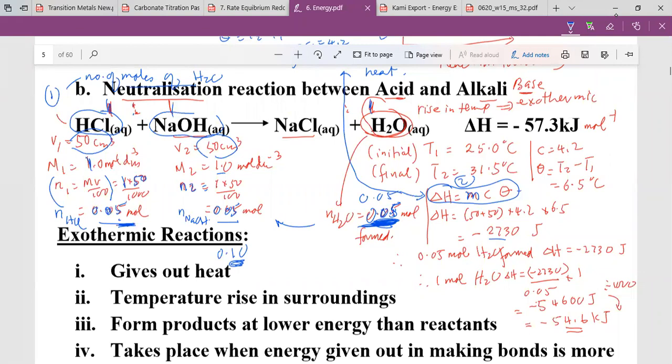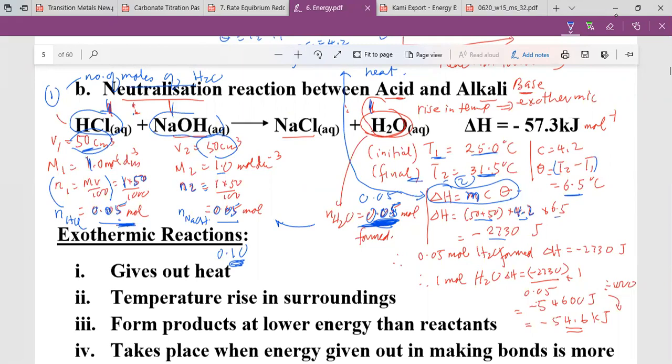Now, just remember the volume is 50 and 50, which means 100. That means you put 100 here. This is the mass of the whole solution. C, of course, is 4.2, the specific heat capacity, and theta is the temperature change. The initial temperature is 25 and the final is 31.5, so you subtract to get 6.5.